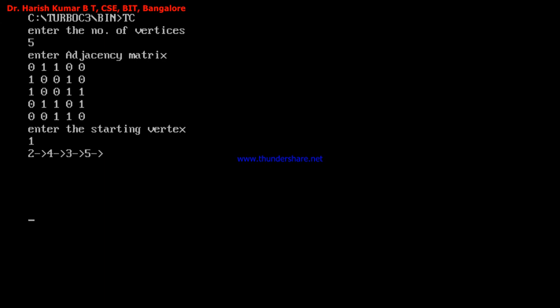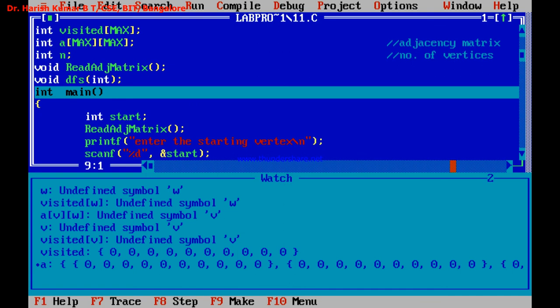Initially it was called from the main program, correct? And again inside the function DFS it was called how many times? 5 times. Okay, 5 plus 1, 6. Okay, 6 blank lines are here. Hope you understood. So this is the tracing.